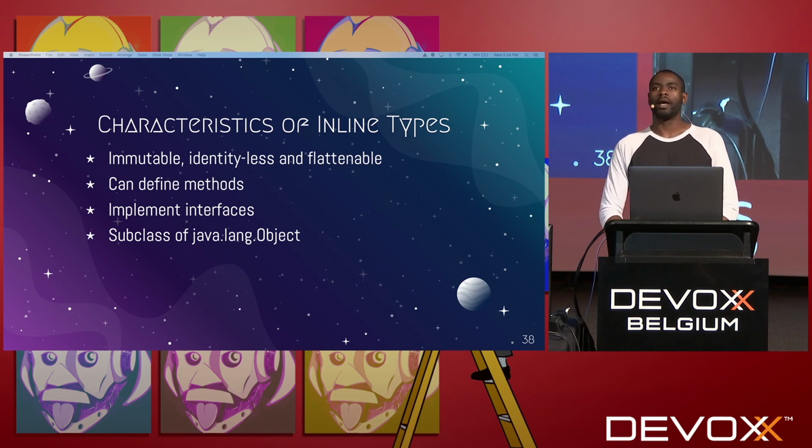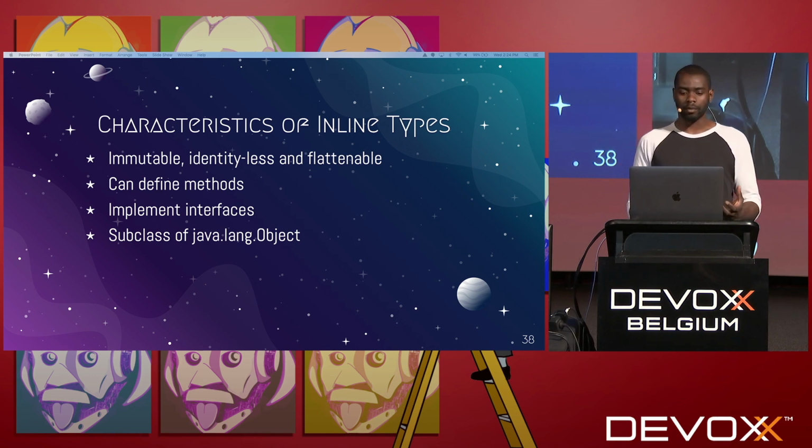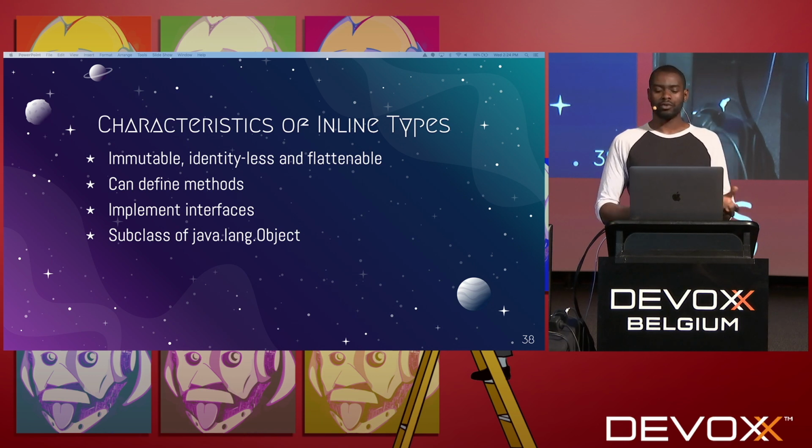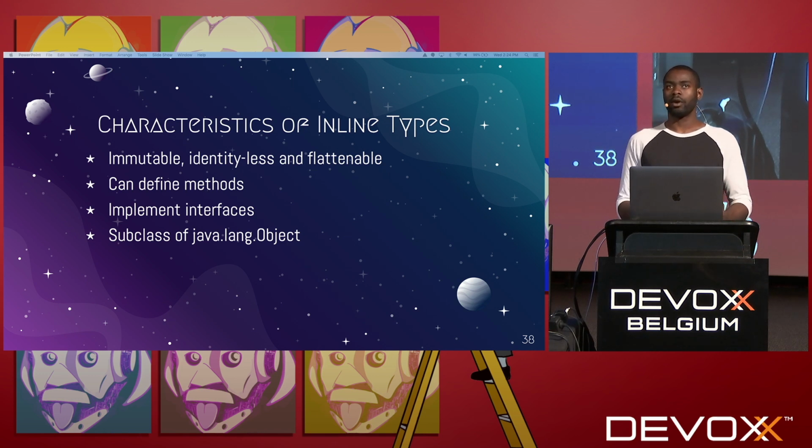So we already know that inline types are immutable, flattenable, and identityless. But aside from that, they're just like regular classes. This means you can define methods, you can implement interfaces. So these are things you can't do with primitives today. They subclass java.lang.Object, so they have things like equals, toString, hashCode. But as we'll see later, their behavior is different because these types are identityless.